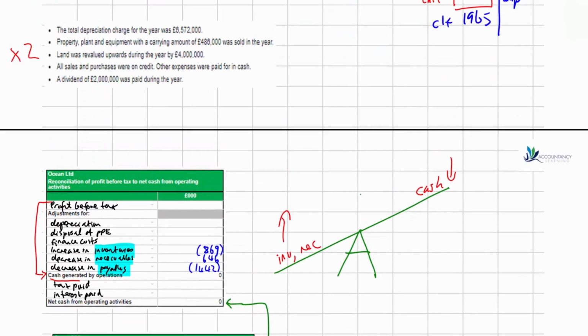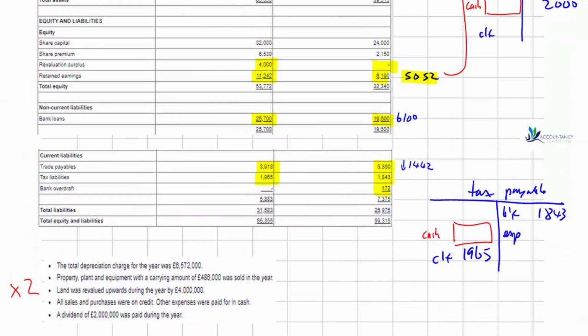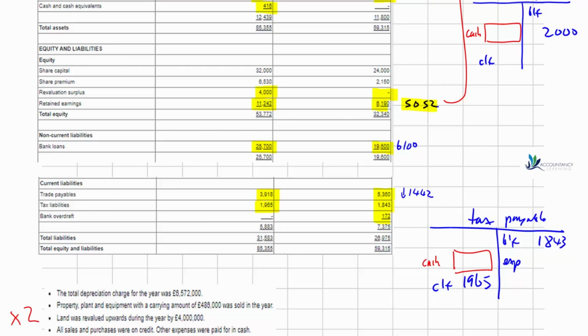Right, so we've now gone down all of our balance sheet. There are still two sets of numbers we need to look at, but we'll come on to that a little bit later when we look at the notes.